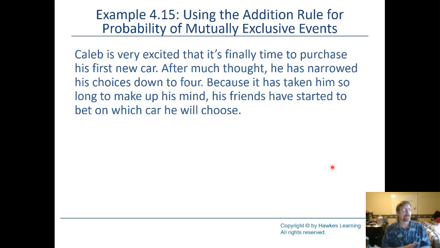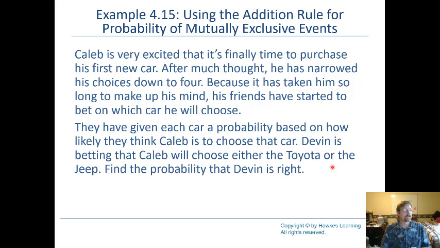Okay, so let's do an example with mutually exclusive events. Got a kid named Caleb who's buying his first car. He's got 4 choices, and his friends have started to take bets on which car he'll choose. They've given each car a probability based on how likely they think Caleb is to choose the car. One of his friends is betting that he'll choose either the Toyota or the Jeep. What is the probability that he's right? So as you can guess, there is no chance that Caleb is going to buy both the Toyota and the Jeep. He's only buying one new car after all.